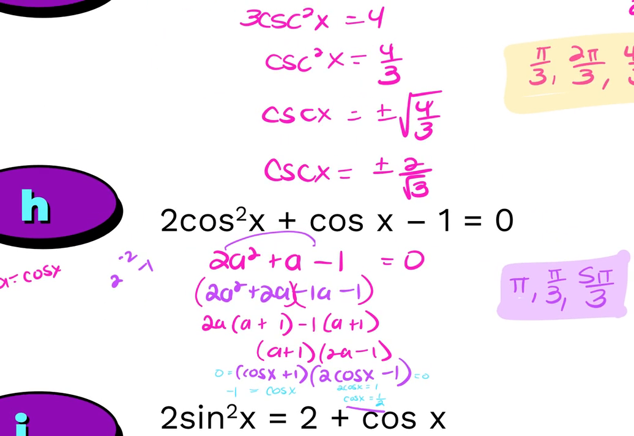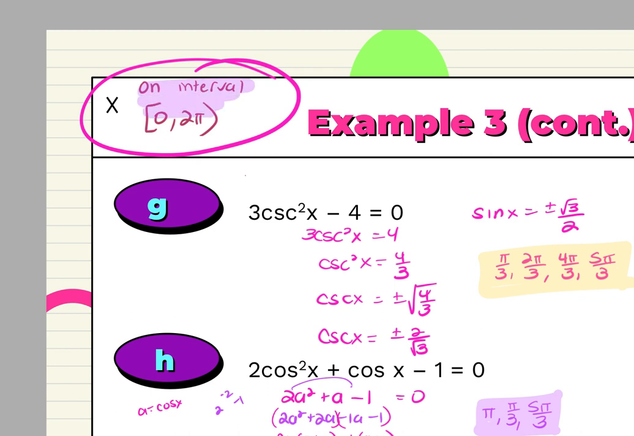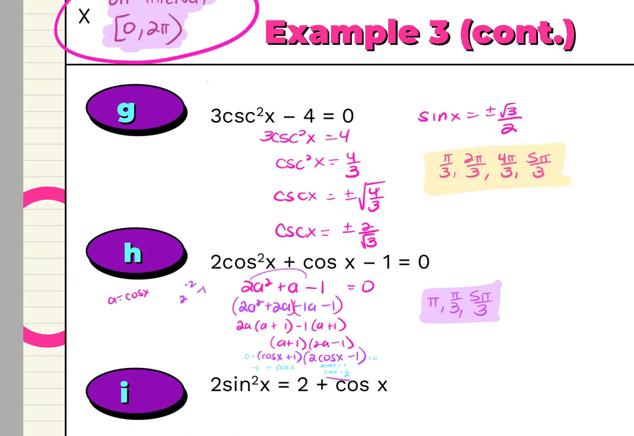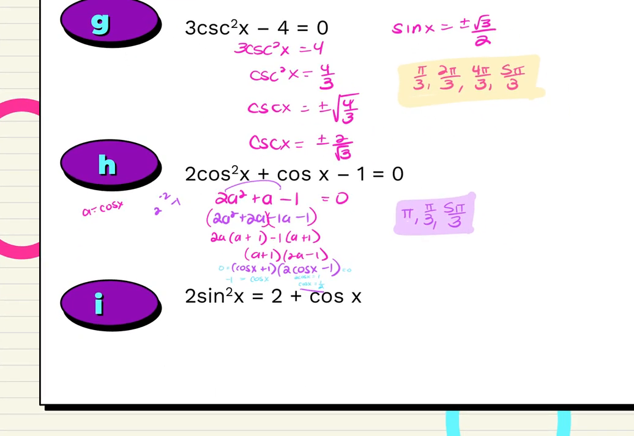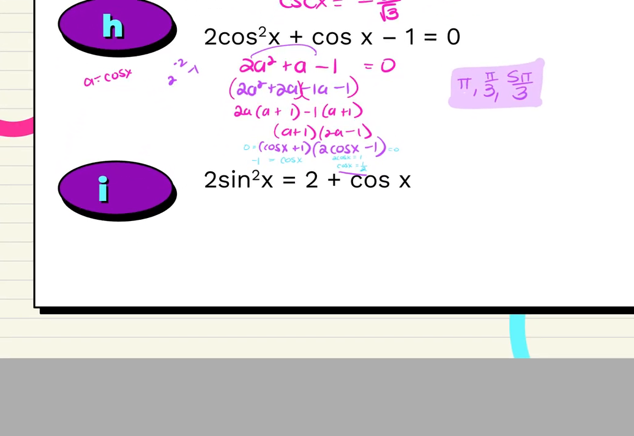Not if, so I added the instruction on to restrict your interval from 0 to 2 pi. That, I would say, is one of the biggest pieces of advice I would give you: make sure you read these instructions carefully. If it gives it to you, you don't add it. If it doesn't give it to you, you have to add it. All right, last one, and then we're going to stop for today because we'll save the multiple angle part for tomorrow.